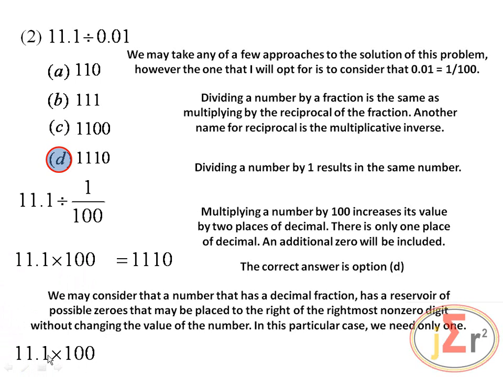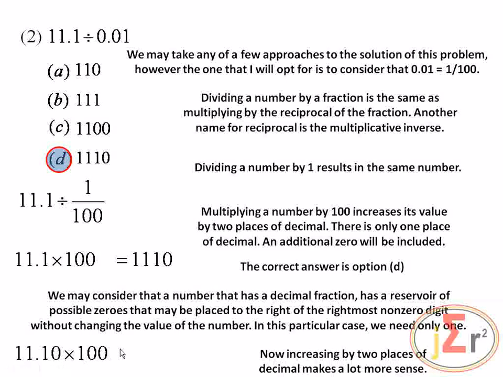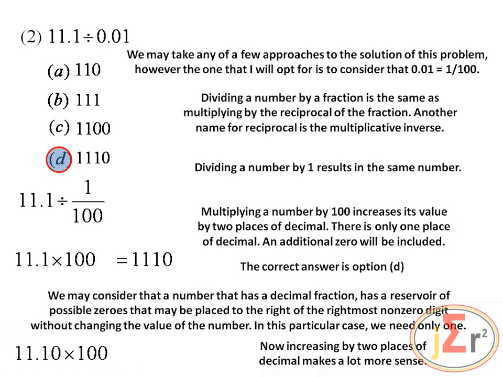To complete the number of decimal places, we need to just include another one because we are increasing by 2 places of decimal, which is multiplying by 100. Right, the 0 was added to the right of this digit without affecting the value of the number. Then, increasing by 2 places of decimal will be more logical. Now, increasing by 2 places of decimal makes a lot more sense.